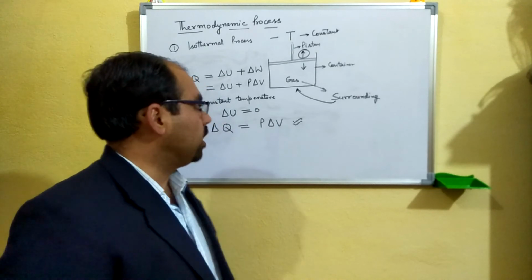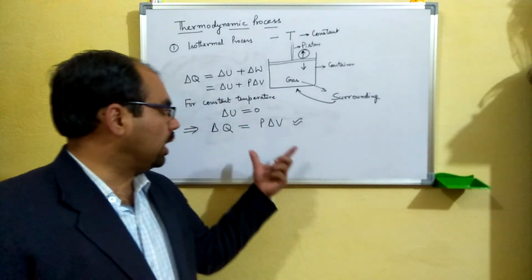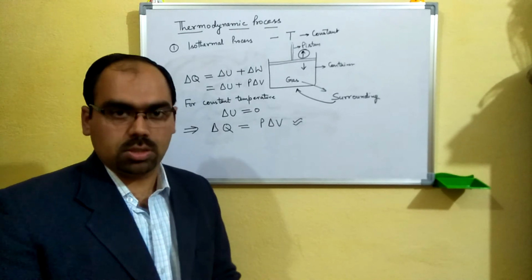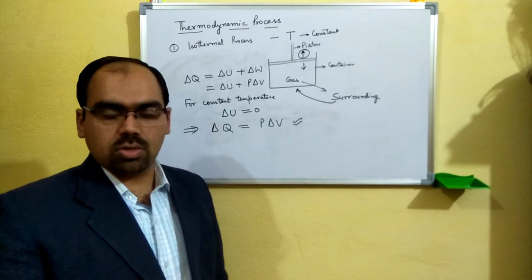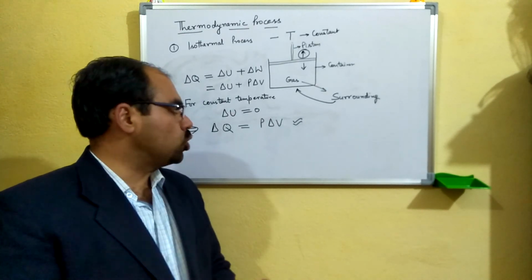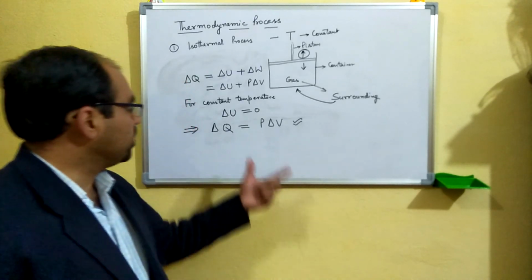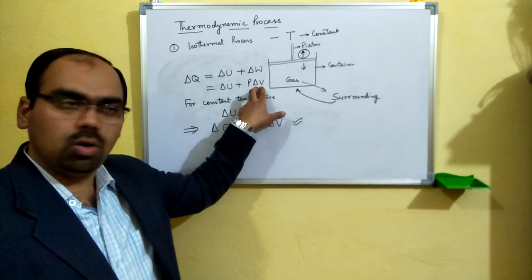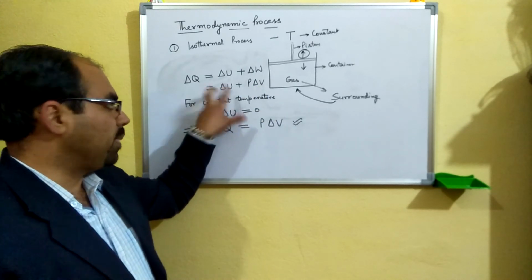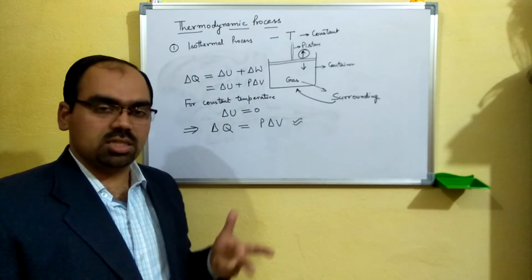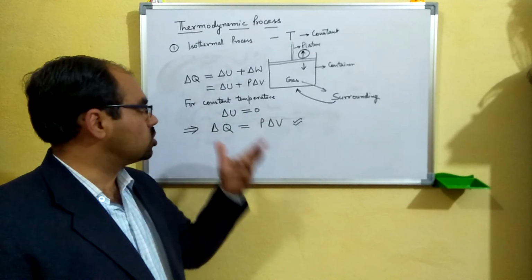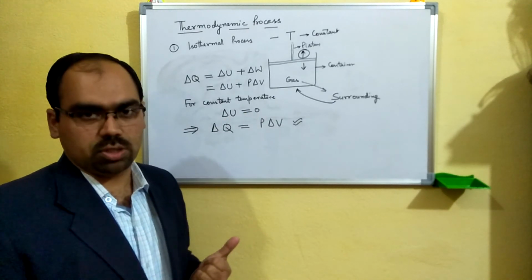I think you might be well clear about all these facts that we have studied about the isothermal process. Similarly, in isochoric, volume is going to be constant. So in this expression only delta V is going to be zero, and delta Q would remain only delta U. Similarly, in isobaric, pressure is going to be constant, so there is not going to be any change in your expressions.